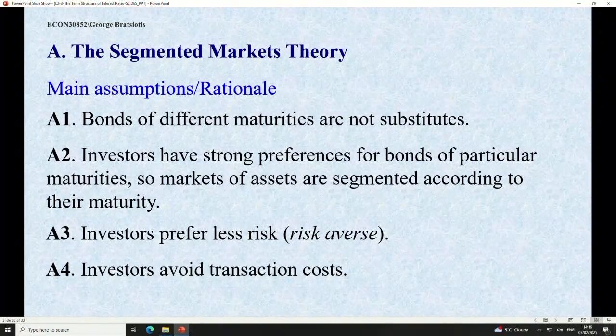Assumption 4, which really, it's implied that investors avoid transaction costs. You don't need that one if you assume the other 3. But this is to justify why they're segmented in one market. Are you with me? So for example, they want to avoid changing the maturities all the time because there's a transaction cost involved.